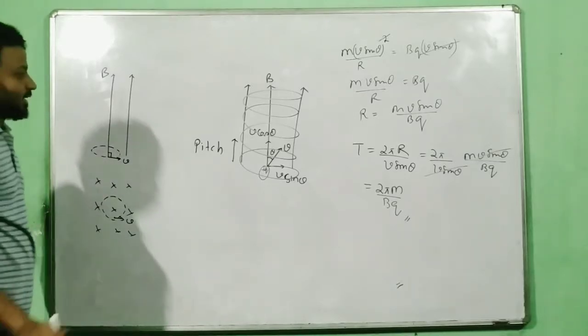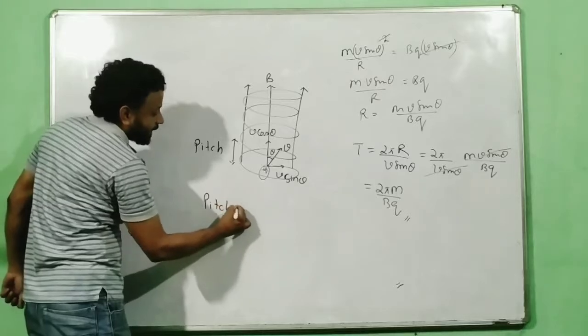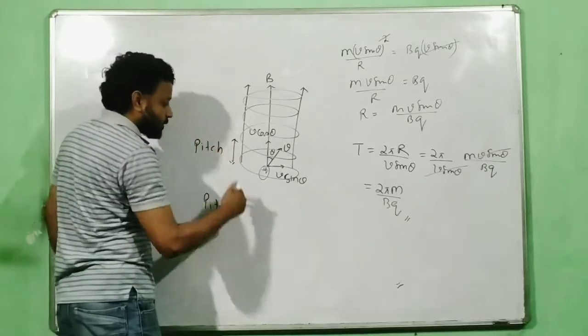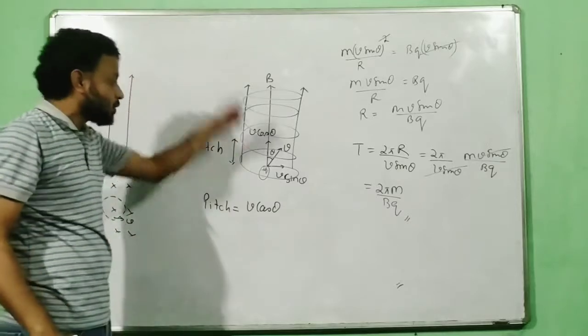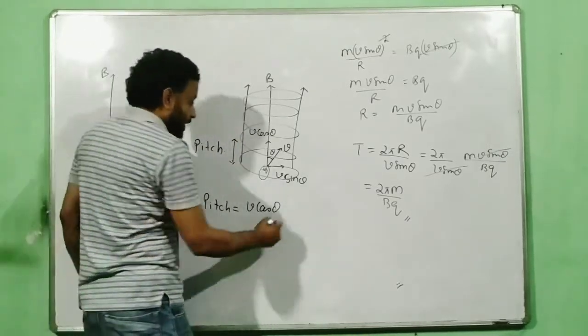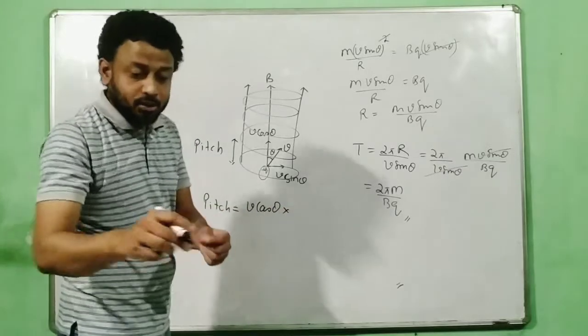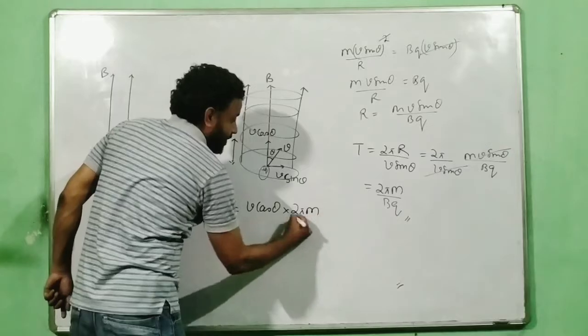How will you find this pitch? This pitch is because of whom? This pitch is because of V cos theta, the component which is parallel to the magnetic field, multiplied by how much time? How much time does it take to complete one rotation? That time of 2 pi m divided by BQ. So multiplied by 2 pi m divided by BQ.